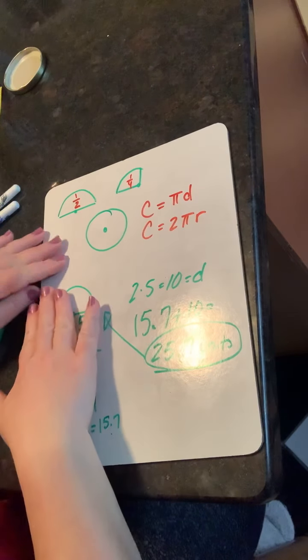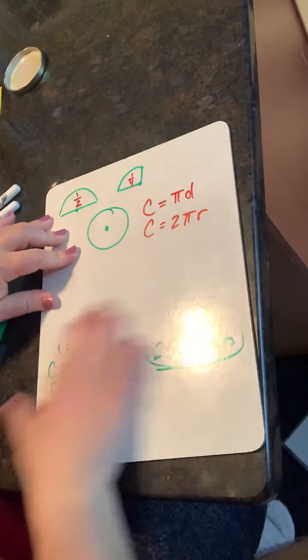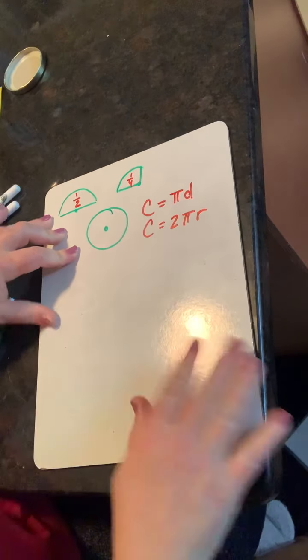Now we're going to find the perimeter of a quarter circle.